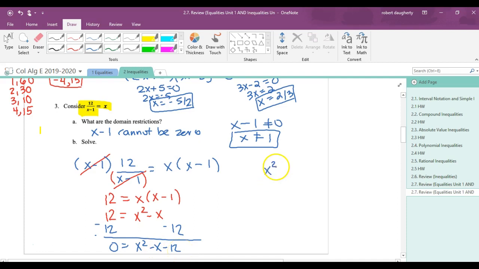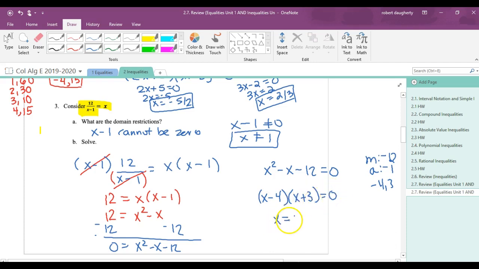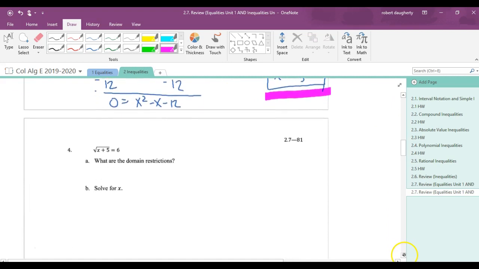So that's just a trinomial that we know how to factor. I need two numbers that multiply to give me negative 12 and add to give me negative 1. That looks like a negative 4 and a positive 3. So this is x minus 4, x plus 3 equals 0. So x is equal to 4 or negative 3. Does this violate my restriction? No, does not violate the restriction, so these are my answers. So x equal 4 or negative 3, you could substitute in and guarantee those are the correct answers.